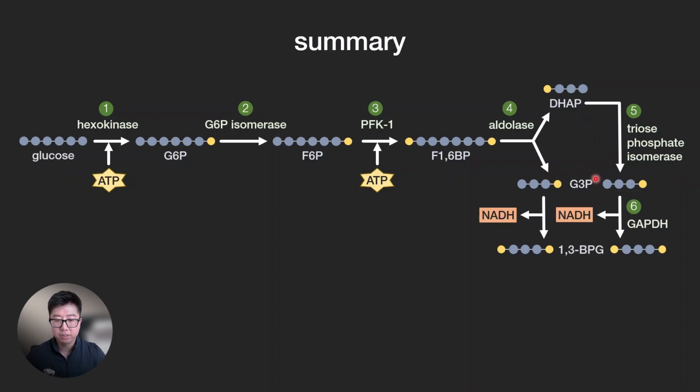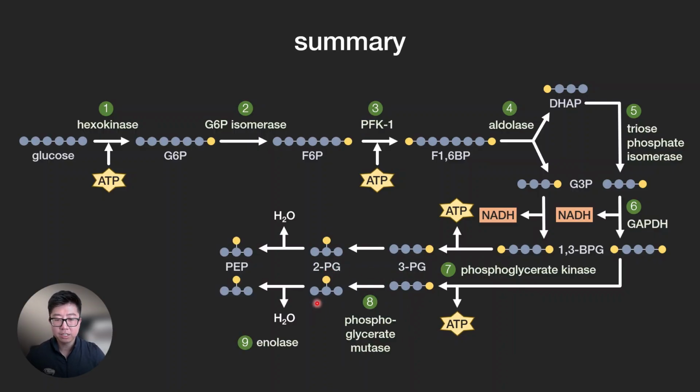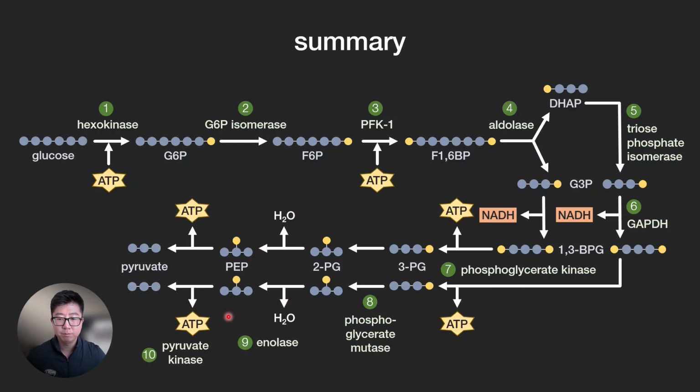And so each G3P then gets oxidized and phosphorylated by GAPDH to produce NADH and 1,3-bisphosphoglycerate. And next, phosphoglycerate kinase generates ATP as 1,3-bisphosphoglycerate becomes 3-phosphoglycerate. And phosphoglycerate mutase then converts 3-phosphoglycerate into 2-phosphoglycerate. And enolase then removes water from the 2-phosphoglycerate to form PEP. And finally, pyruvate kinase converts PEP into pyruvate, producing another pair of ATP.